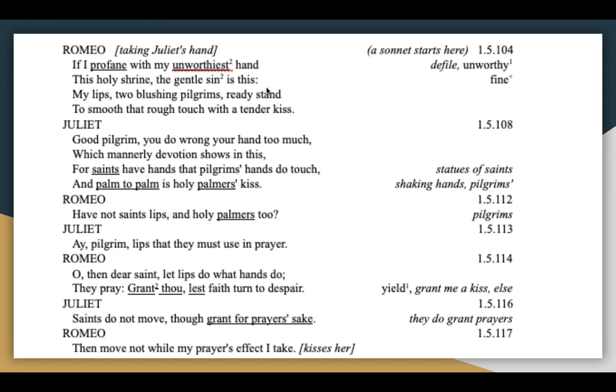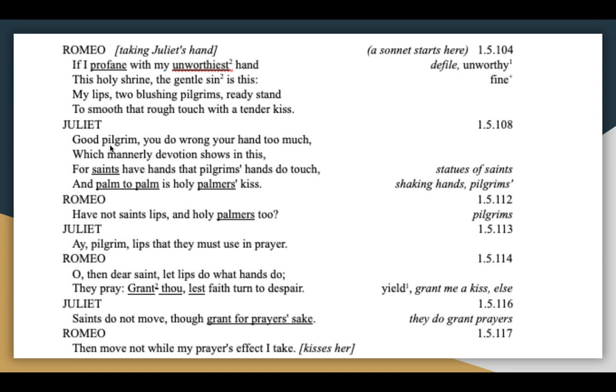My lips, two blushing pilgrims, ready stand. So my lips are like two men on a religious journey, and they're ready for you to kiss them. I don't know if anyone remembers from Act 1, Scene 1, Romeo's name in Italian actually means a pilgrim going to Rome on a religious journey. So there's the reference here: Romeo's name means pilgrim, and he refers to his lips as pilgrims.